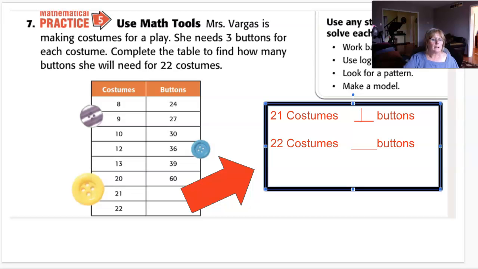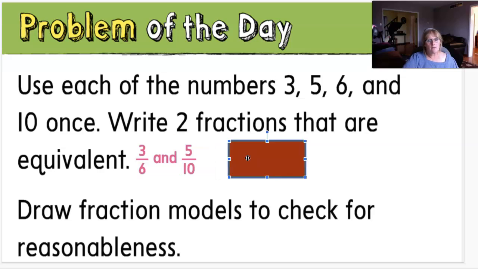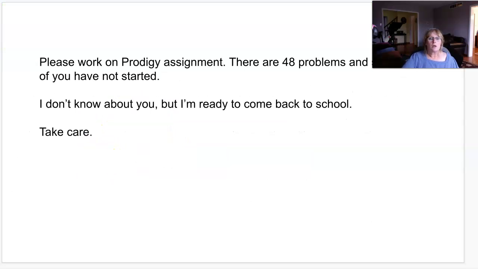All right, now back to the problem of the day. Again, we had to come up with 2 fractions that were equivalent, and you could only use each number once. Well, let's see if you got it. We have 3/6 and 5/10. They're equivalent because they both represent a half. We've used the 3 only one time, the 6 one time, the 5, and the 10 one time. Good.